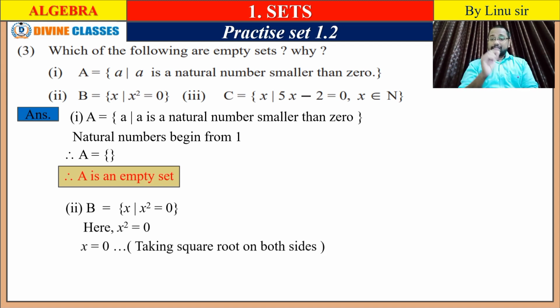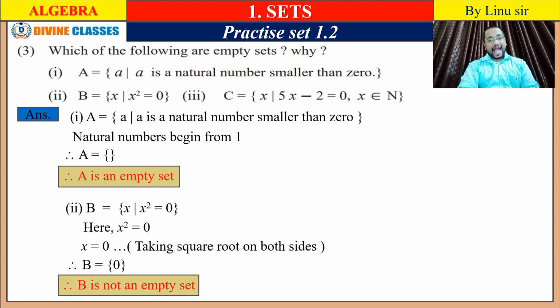So here the value of X is 0, and you have to understand that 0 is also an element. Students often get confused in it. If 0 comes, they write directly that it is an empty set, but it is not like that. Keep it in mind, if 0 comes, then 0 is also an element, and this set is not an empty set, right? Therefore B is equal to, in curly brackets, 0. So 0 is also an element, therefore B is not an empty set.